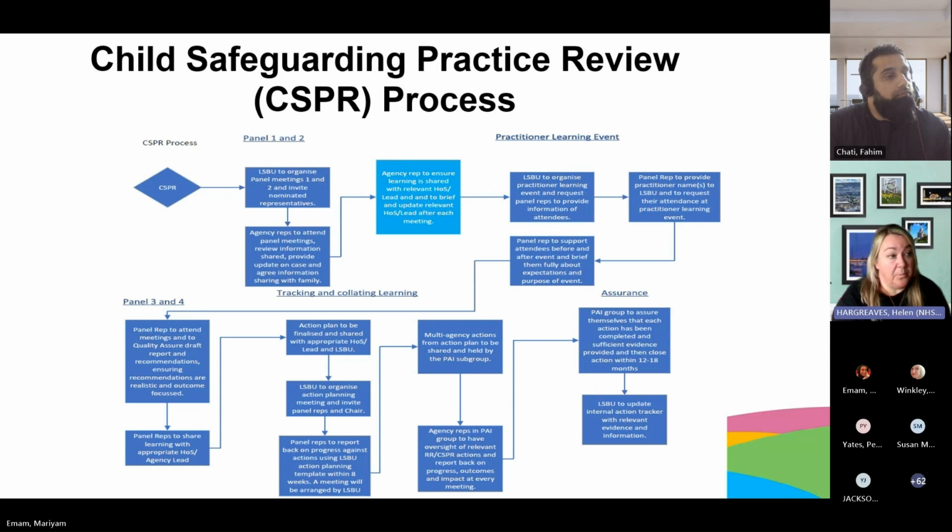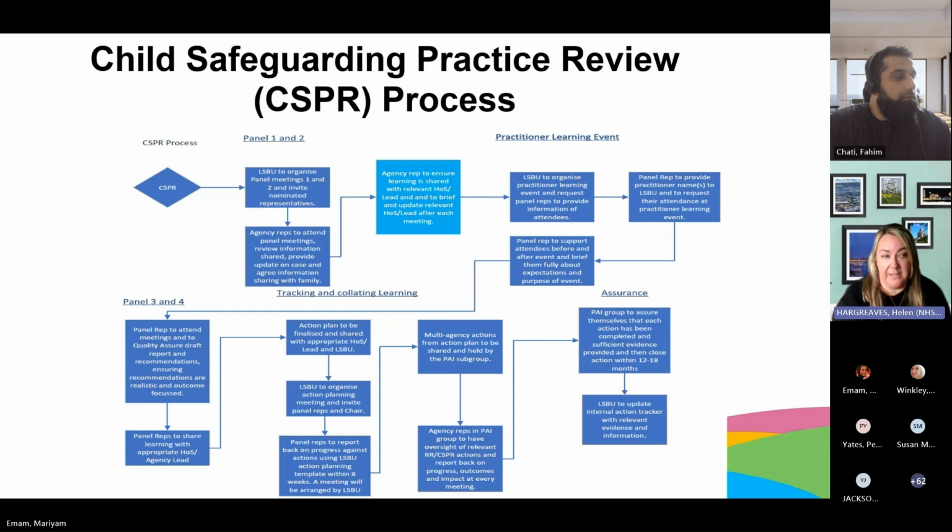Panel 4 will provide us the opportunity to review the final changes and any amendments made in readiness for report sign-off at that lead executive level. The lead reviewer will finalise the action plan, and it is then the responsibility of the panel representative to share that action plan with the appropriate head of service or lead for their individual agency.